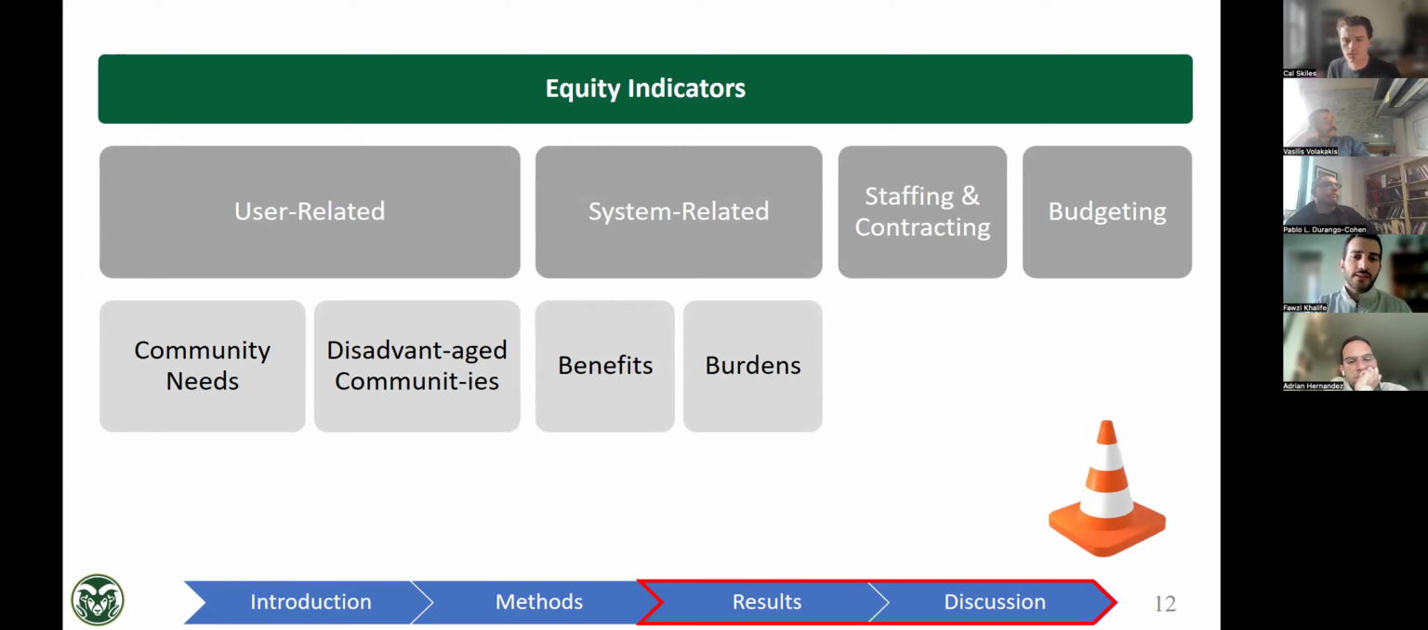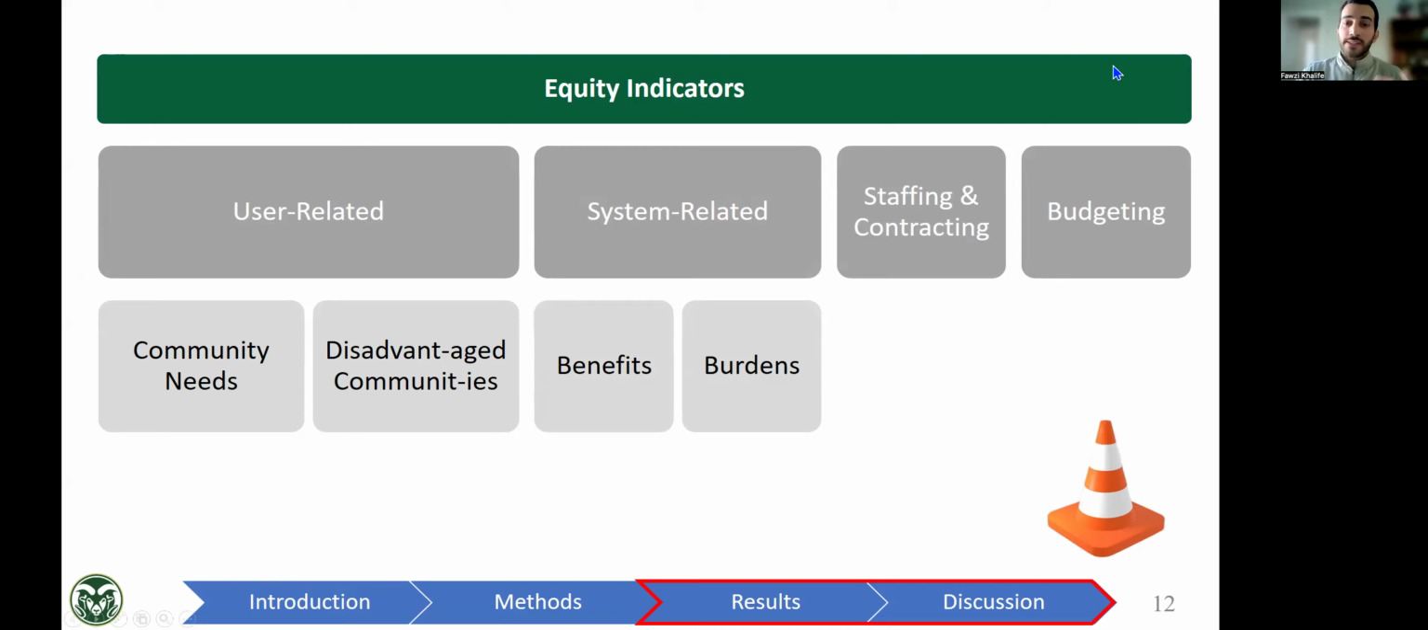The second set is system-related, which is basically the benefits and burdens of managing assets. It talks about how, let's say, accessibility is measured, how mobility is measured, how travel time is measured, and so on. Other equity indicators also include staffing and contracting. There has been a lot of talk about how to include equity into the staffing and contracting practices, especially in asset management as well, not just other sectors of transportation.